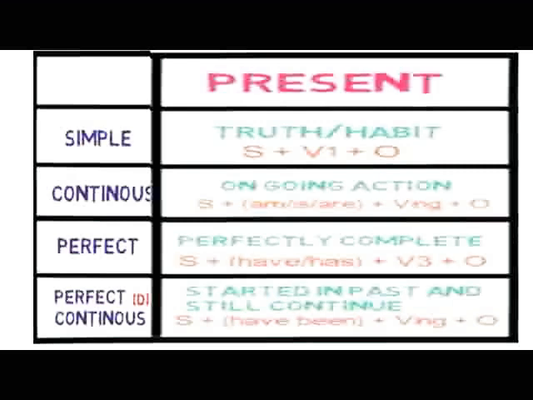Then comes perfect, perfectly completed, the work which has been finished or completed. We will use subject, have or has, then the third form of verb and object. And the fourth one is perfect continuous tense, which started in the past and is still in process. Its structure is subject, have been, first form of verb with ing, and object, and we will use since or for in this tense as well.